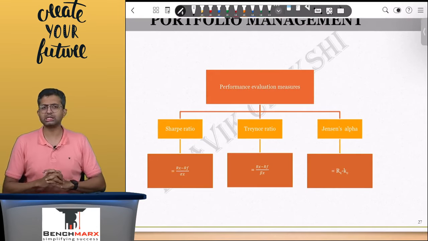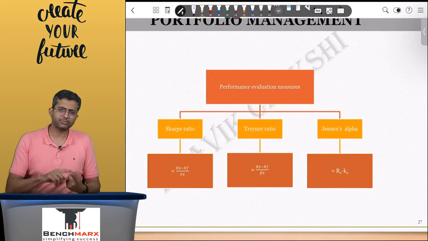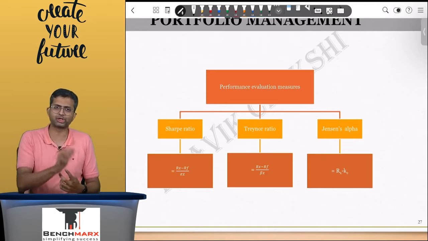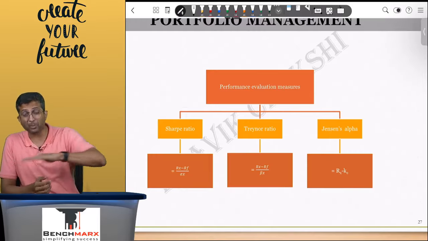Okay. Next, you have portfolio evaluation measures or performance evaluation measures. This is largely and extensively used in the mutual fund chapter. So there are 3 performance evaluation measures: the Sharpe ratio, Treynor ratio, and Jensen's alpha. Sharpe ratio is calculated as the return of the portfolio minus the risk-free rate upon standard deviation.